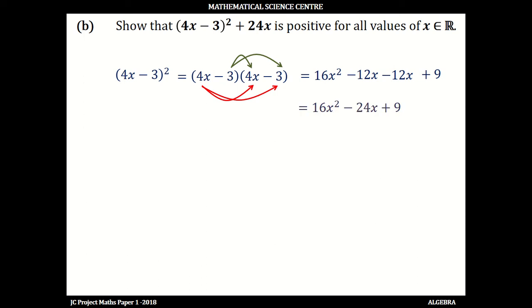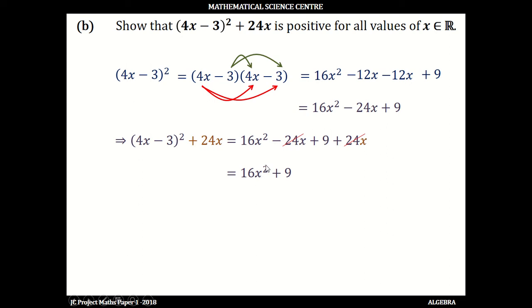Now the minus 12x and the minus 12x gives minus 24x. Okay, so we've worked out what 4x minus 3 all squared is. Next of all, if we want to add on 24x to that, so we're adding 24x to this side, which means we add 24x to this side. Now what happens is that the minus 24x and the plus 24x will cancel. So what we're just left with then is 16x squared plus 9.